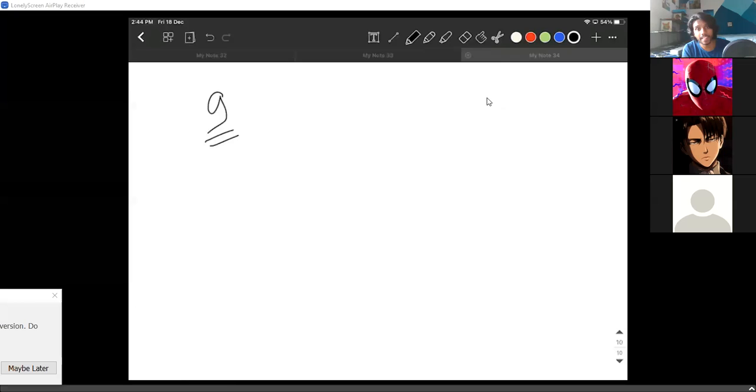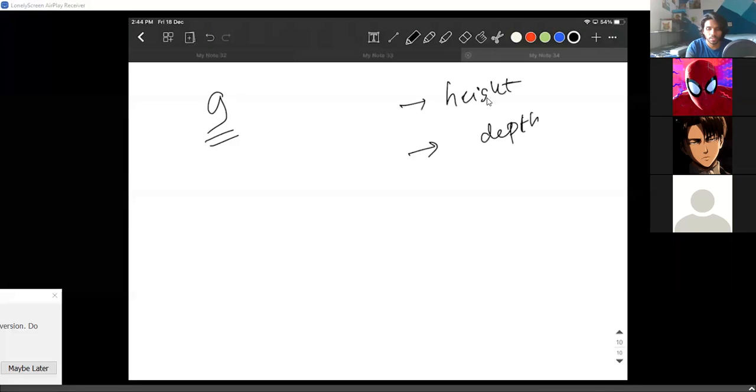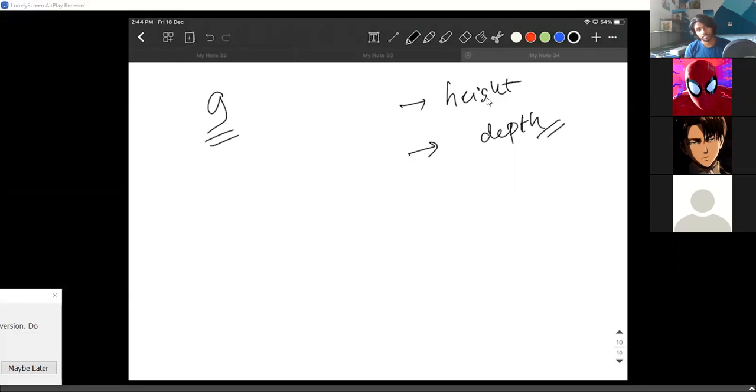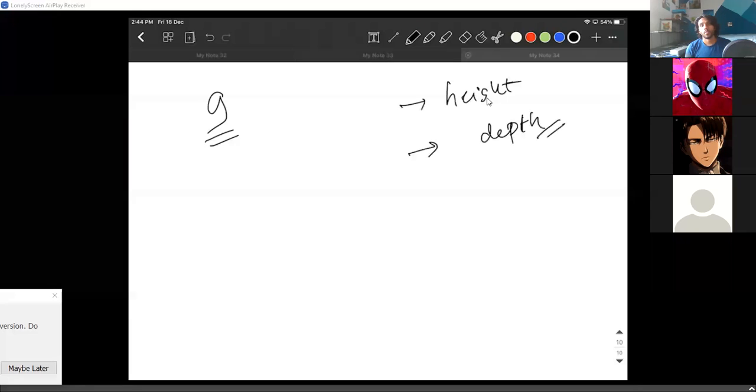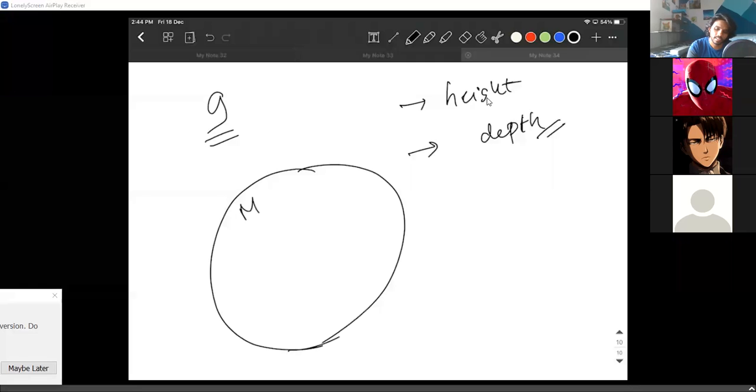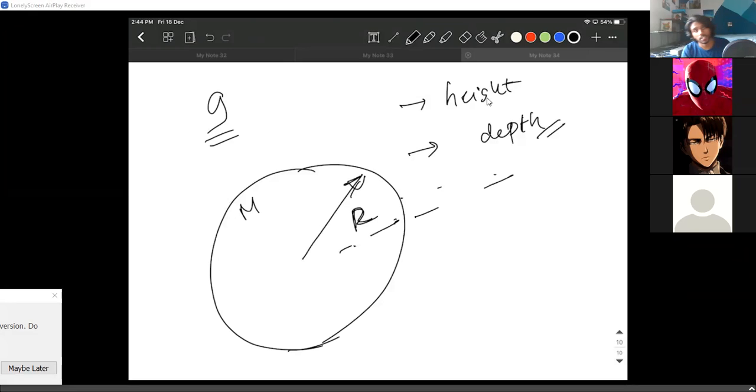Now small g is definitely varying with height and with depth. We've already covered these two ideas. What else can it vary with? It is varying with height, it is varying with depth. Mass, density? No. The planet is fixed. We fixed the planet. The radius is fixed. Nothing is changing. It's just positions, like at a height, at a depth, and what else can affect the value of acceleration due to gravity?